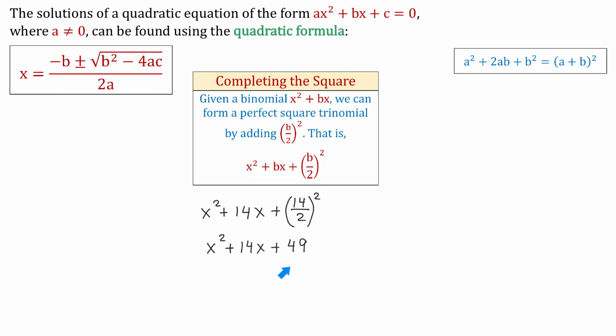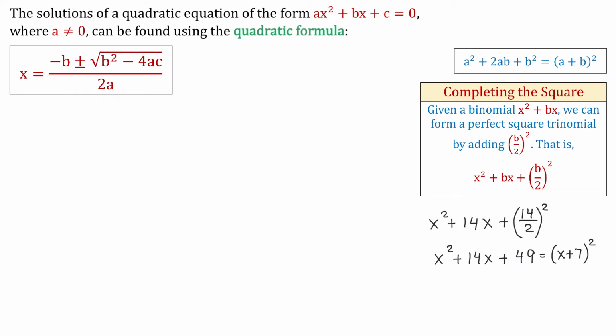And now if we need to factor this trinomial, then we will use this formula. And we will have (x plus 7) all to the second power. So notice that this second term is the same as the number inside these parentheses. And one more important thing here is that when we complete the square, we want the coefficient of x squared to be 1. Now I will move this formula to the right and we will start deriving the quadratic formula.